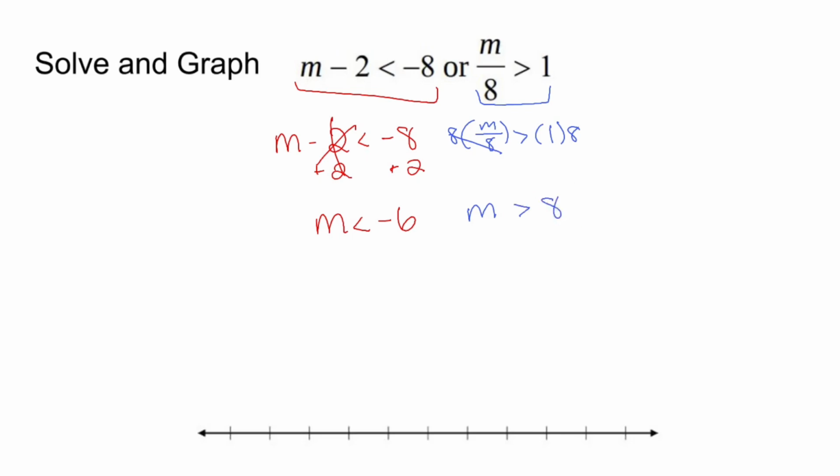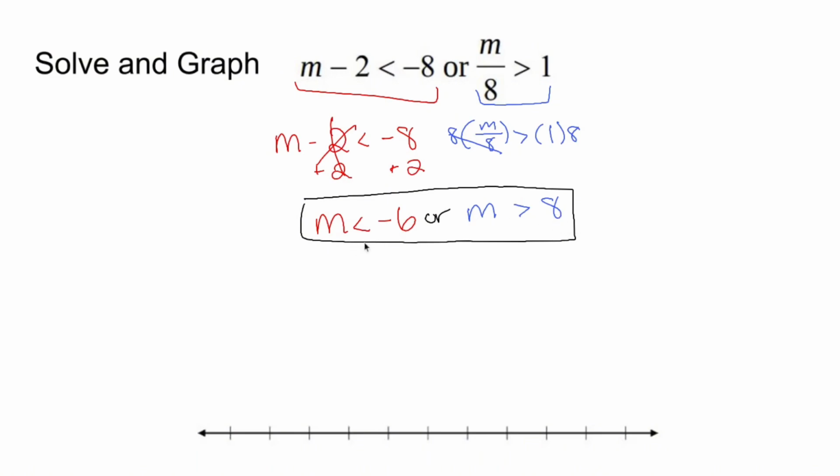Now the word or will not go away. What or means in an Algebra 1 sense when you're dealing with inequalities is that your m represents any number that could be less than negative 6 or it could be greater than 8. For example, I can pick 0. No, I can't. I can pick 10 because 10 is greater than 8. It's not less than negative 6, but it's definitely greater than 8.